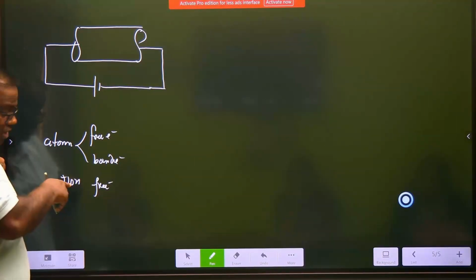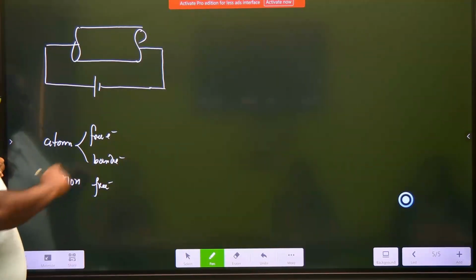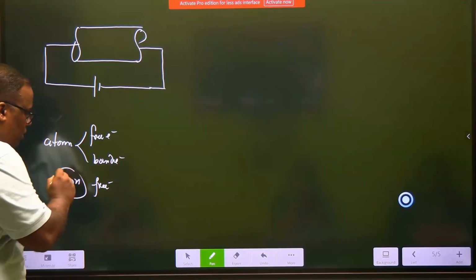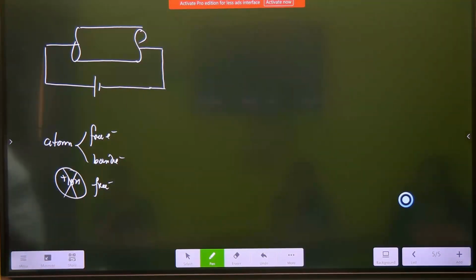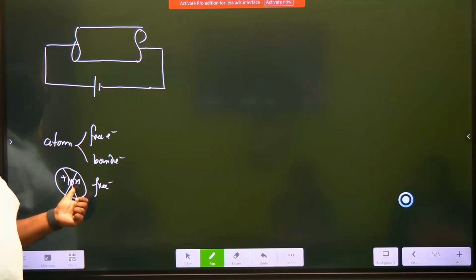The free electrons, once they get free, will definitely leave a positive ion. What is this positive ion? The nucleus, the protons, and the bound electrons. Overall, this has a positive charge, and the free electrons are there. These free electrons can move, but these ions have a fixed position. Let's understand the idea. The free electrons keep on colliding with these.